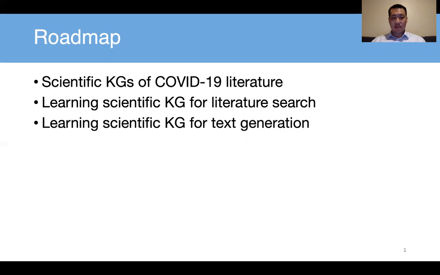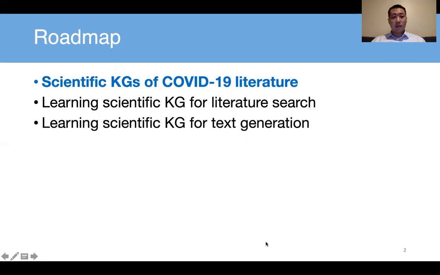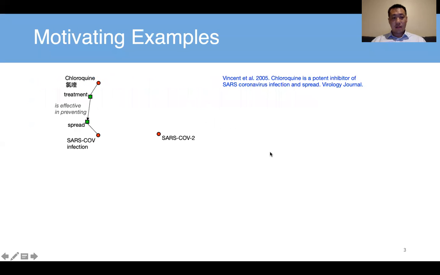And the last one is, can we generate text, like hypotheses or even publication text, abstract or full text, using the knowledge graph? For the first part, I'd like to start from a motivating example. There's a paper in 2005 saying that chloroquine is actually effective in preventing the spread of SARS-CoV.